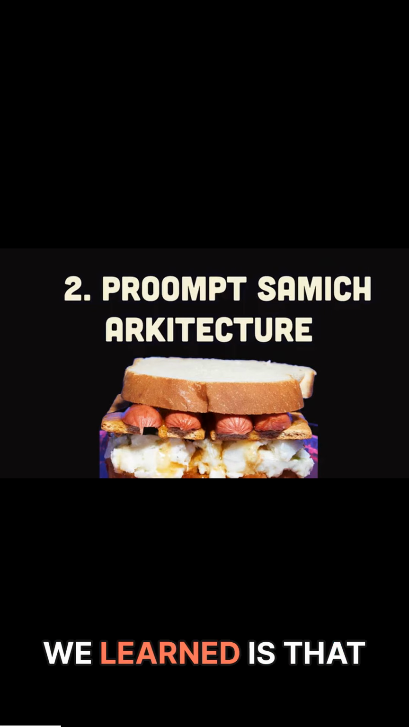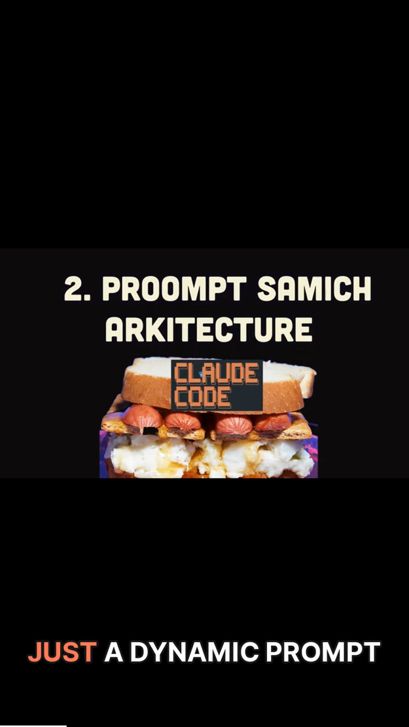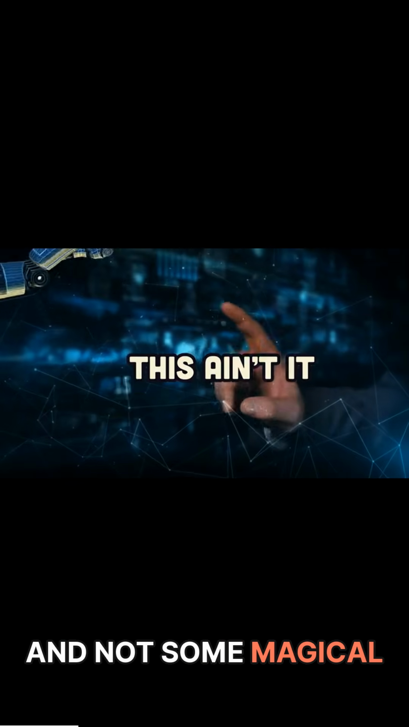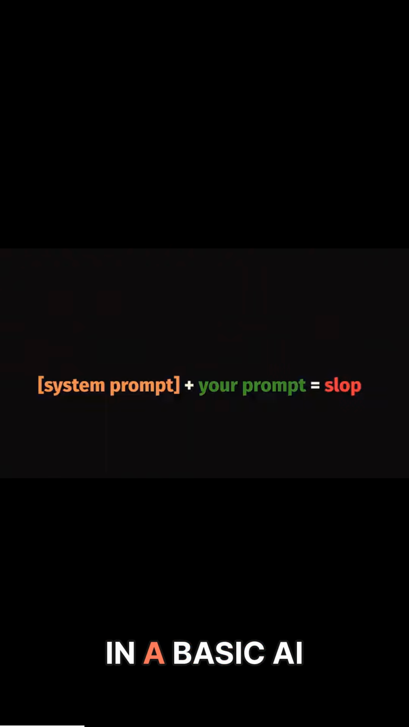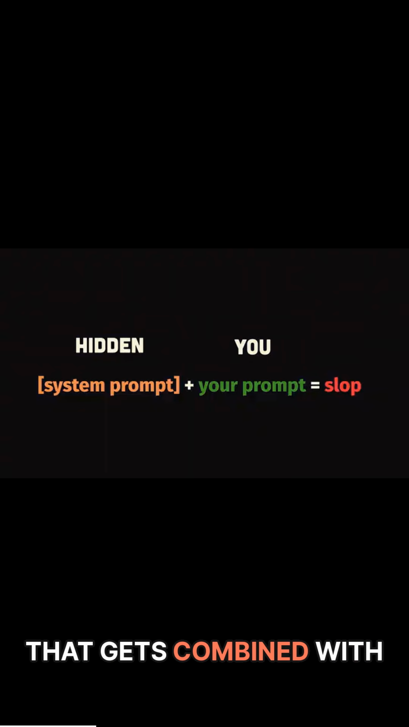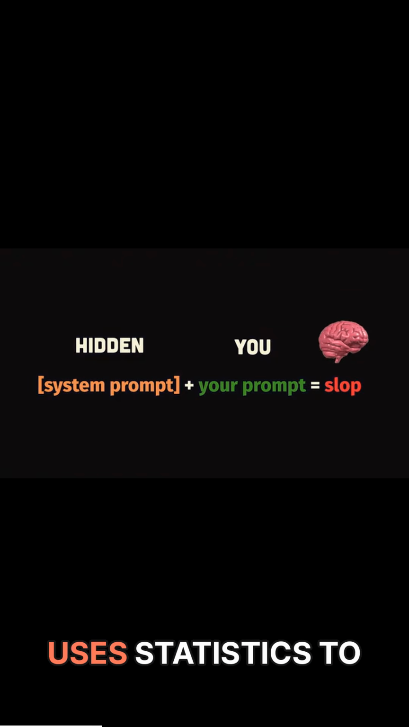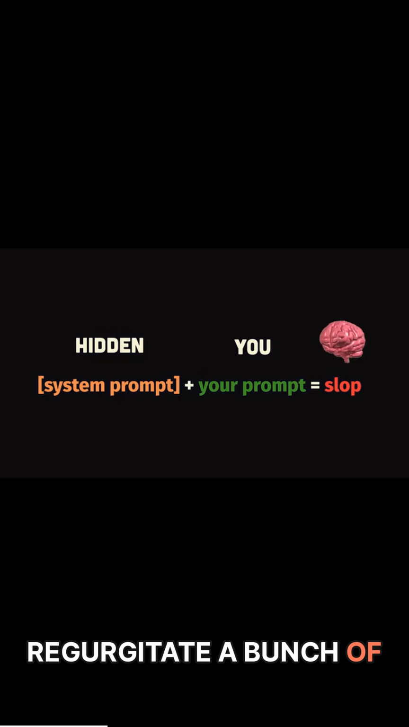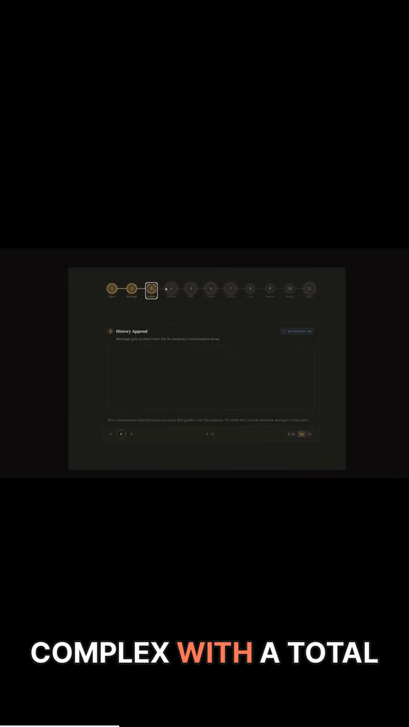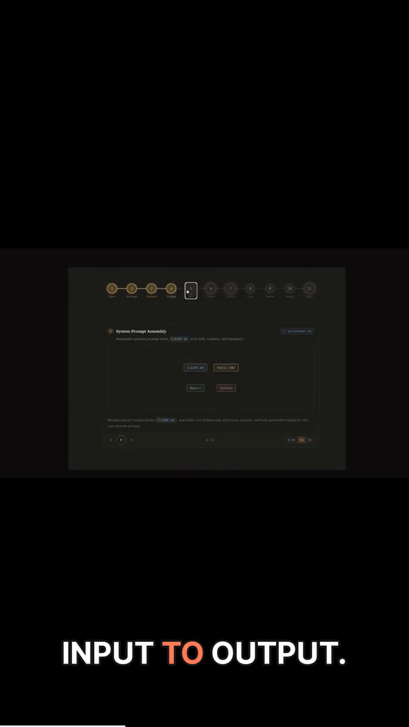But the next thing we learned is that Claude code is basically just a dynamic prompt sandwich glued together with TypeScript, and not some magical piece of futuristic technology. In a basic AI chatbot, you typically have a hidden system prompt that gets combined with your prompt, then the base model uses statistics to regurgitate a bunch of data it stole from the internet. But in Claude code, things are far more complex, with a total of 11 steps from input to output.